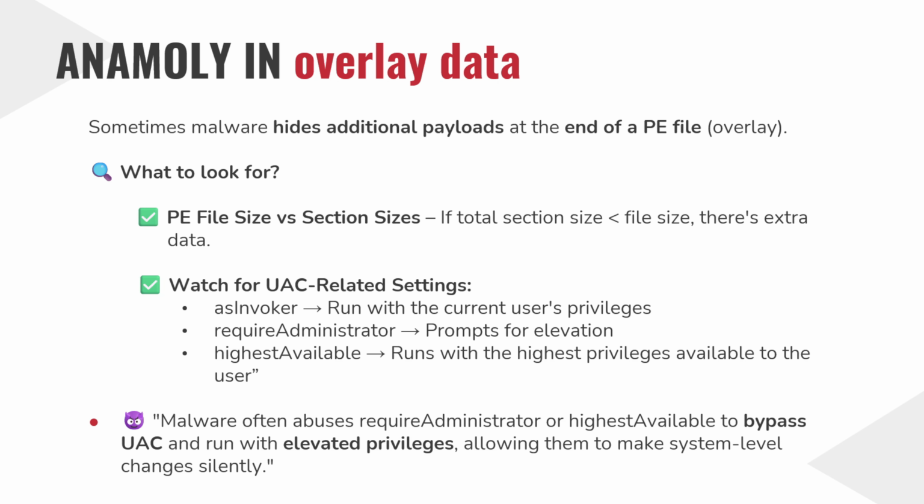Malware often abuses requireAdministrator or highestAvailable to bypass UAC and run with elevated privileges, allowing it to make system-level changes, like in the registry or System32, silently without being noticed. These settings are usually declared in the manifest, but if it is hidden in the overlay, standard tools might miss it unless you inspect it manually.